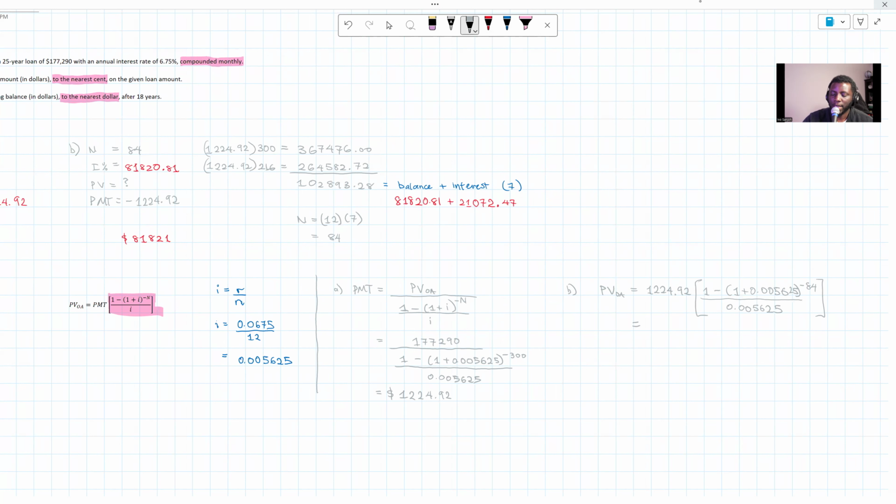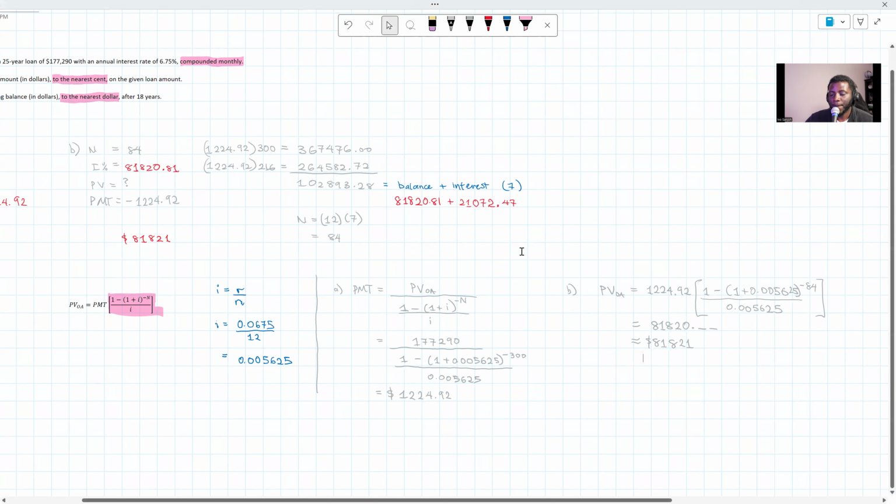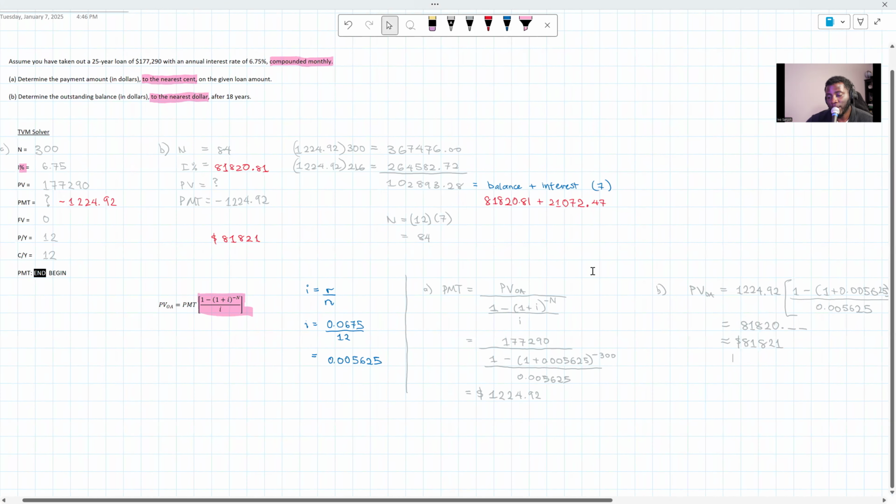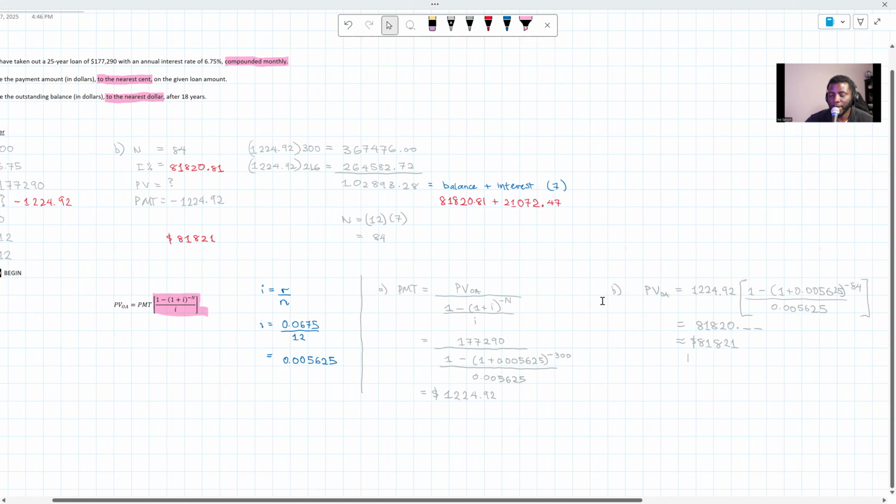And if you plug this in your calculator, you should get 81,820 and some change, which should approximately be 81,821, which gives us the same answer. It usually is more efficient to solve this using the TVM solver. But if you don't, then you can always use the formula and you get the same answer.